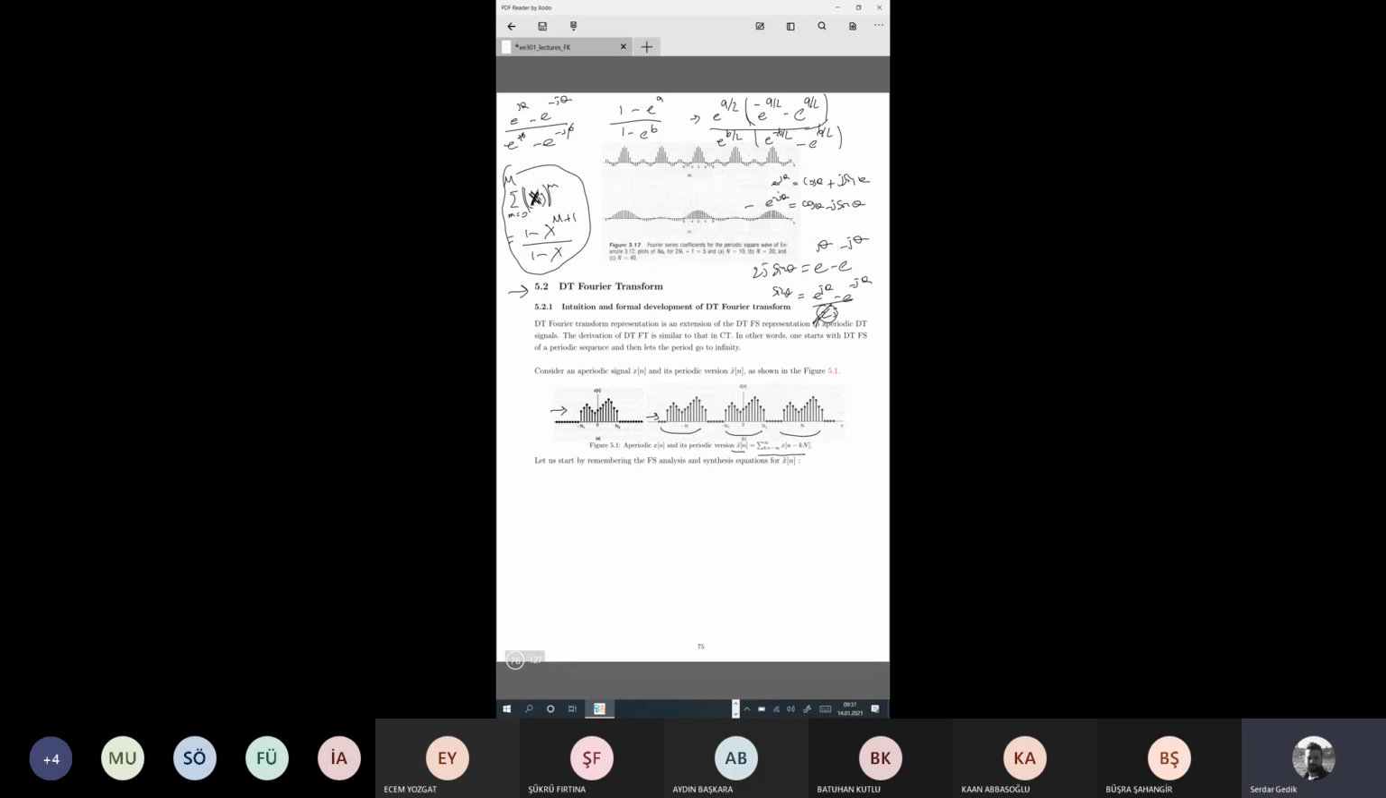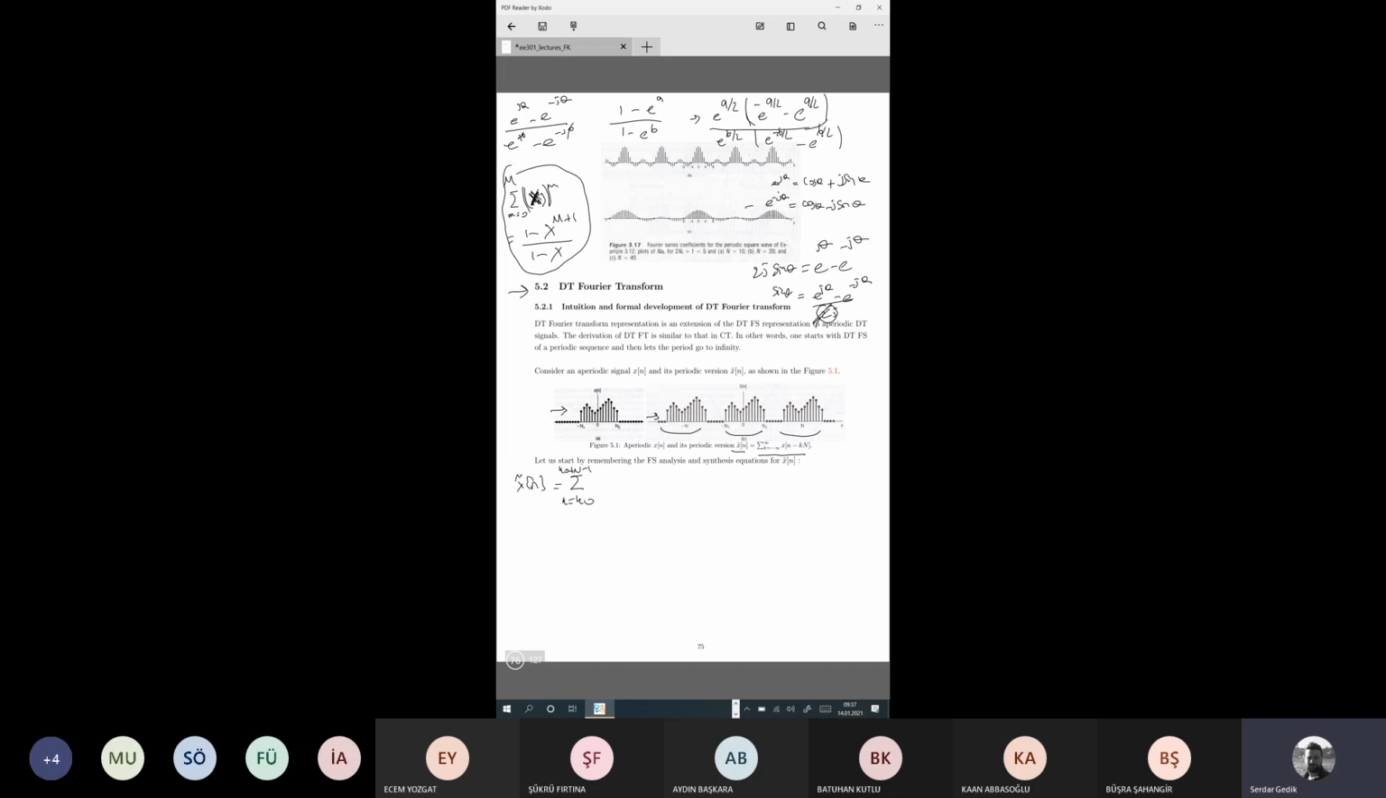X tilde of n is nothing but the periodic version of x of n, and you simply shift x of n to the right and to the left with integer multiples of N. So if you do this, actually you obtain your periodic signal x tilde of n. So first, let me start with writing the Fourier series synthesis and analysis equations. So let's write x tilde of n. Since x tilde of n is periodic, I can write it in Fourier series form. So k from some k0 to k0 plus N minus 1.